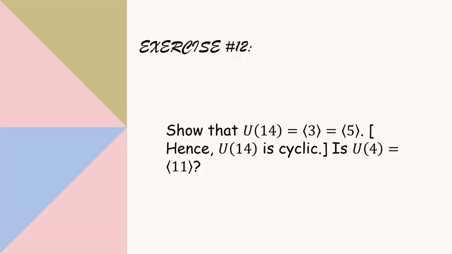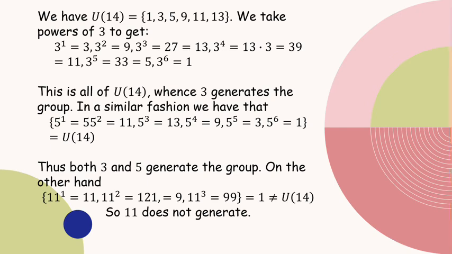Now we are going to proceed to another page, exercise number 12. Show that U(14) equals the group generated by 3, which equals the group generated by 5. Hence U(14) is cyclic. Is U(14) equal to the group generated by 11? We have U(14) equals the elements 1, 3, 5, 9, 11, and 13.